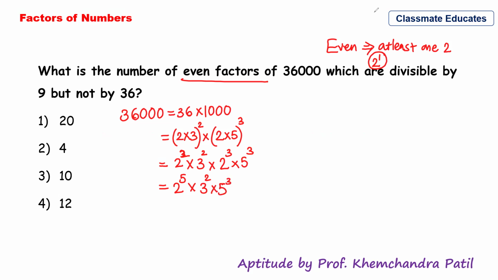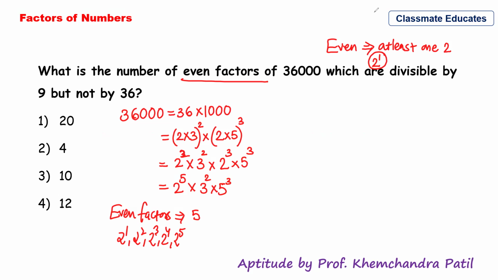Now we have to find even factors. For even factors, we require at least one power of 2. So how many powers are allowed here for the 2? 5 powers. Meaning 2 raised to 1, 2 raised to 2, 2 raised to 3, 2 raised to 4, and 2 raised to 5. And we can take all the powers of 3 and 5.